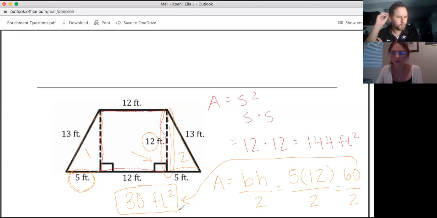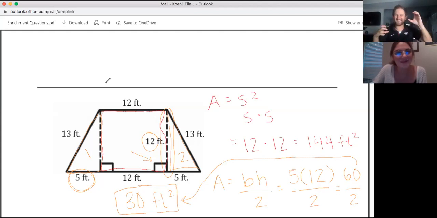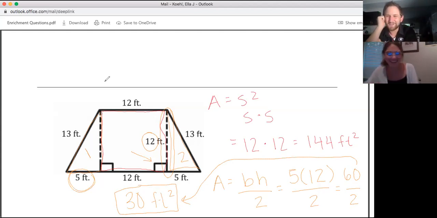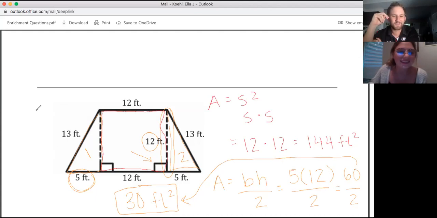And what's the vocab word that describes 2 triangles of the same dimensions? Do you remember, Ms. Koehl? Starts with a C. Composite. Congruent. Congruent. That's all right. Doesn't even matter. So remember, both of these triangles are congruent. So we have 2 congruent triangles, which means we can just add or multiply 30 times 2 in order to find the area of both of those 2 triangles.